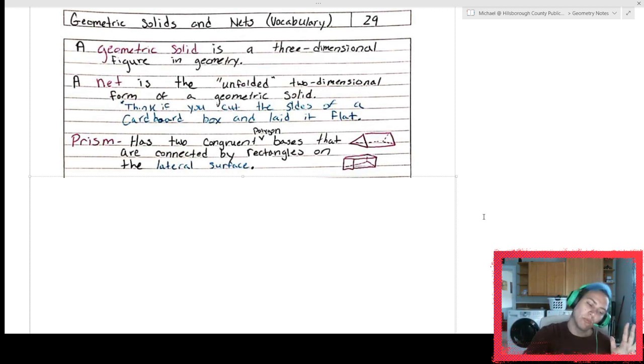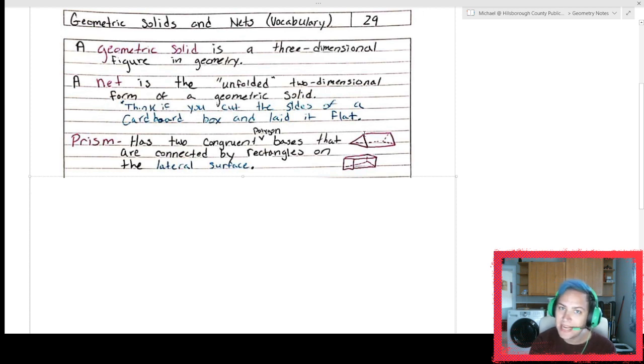The sides around it are all rectangles that connect it, and that makes it a prism, is when the lateral surface, or the side, is a rectangle, and the bases are some sort of polygon. So you can see over on this right-hand side, I have 2 shapes drawn for you. This top one right here, you can see the base here is a triangle.